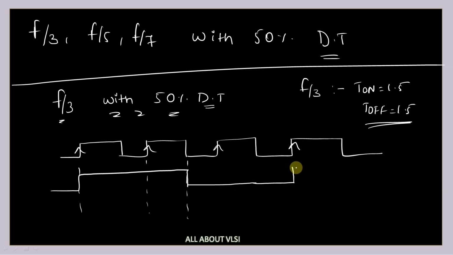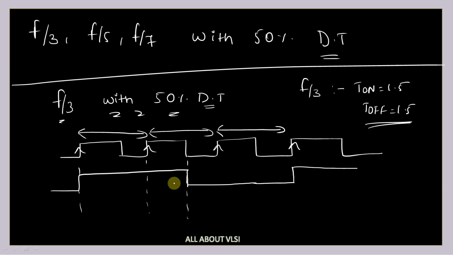And again it will turn on here. So this is the first clock cycle, second clock cycle and third clock cycle. If your clock is completing 3 cycles, then your output is completing only 1 cycle and you are getting 50 percentage duty cycle f by 3. That is nothing but t on equal to 1.5 and t off equal to 1.5. If you consider this, then you are going to get 50 percentage duty cycle.